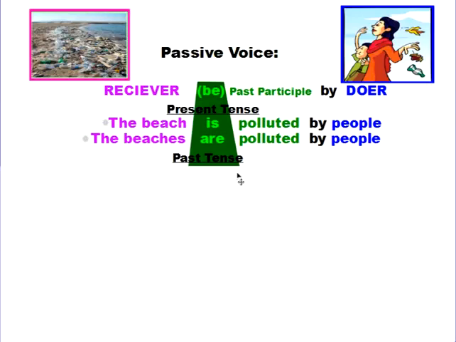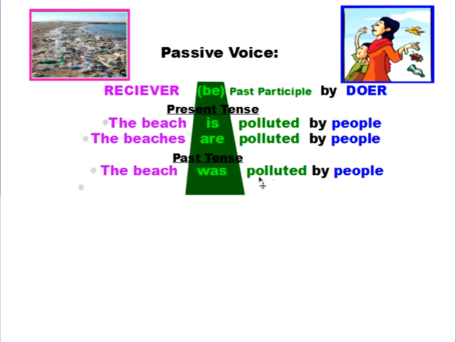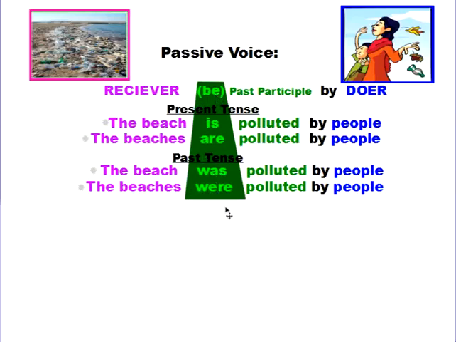Let's look at the past tense, right? So for example, the simple past tense, I could say the beach was polluted by people, and there I have the form of be in the simple past. If I want to be plural, I could say the beaches were polluted by people. And again, I'm using were because it's plural and it's in the past tense of be.